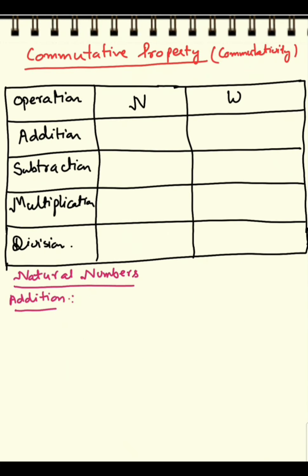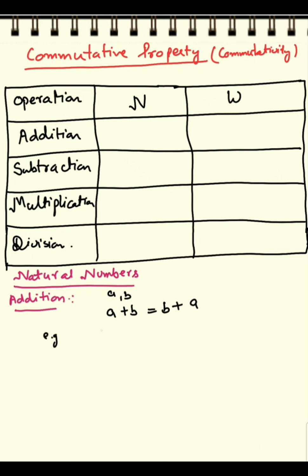Next we have commutative property. Let's do it for addition. Two numbers A and B are said to be commutative for addition if A plus B equals B plus A.